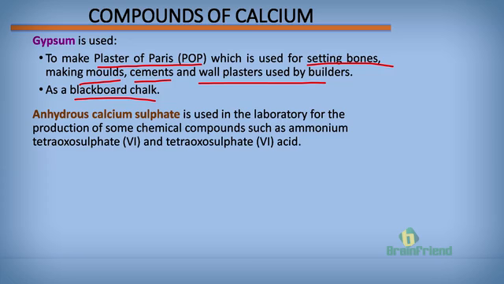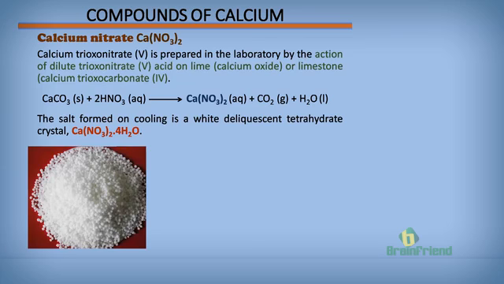Now, the anhydrous calcium sulfate, the dry one that doesn't have water in it, is used in the laboratory for the production of some chemical compounds such as ammonium tetraoxosulfate 6 and tetraoxosulfate 6 acid. So, the anhydrous form can be used in the lab to prepare other chemicals. Now look at calcium nitrate.